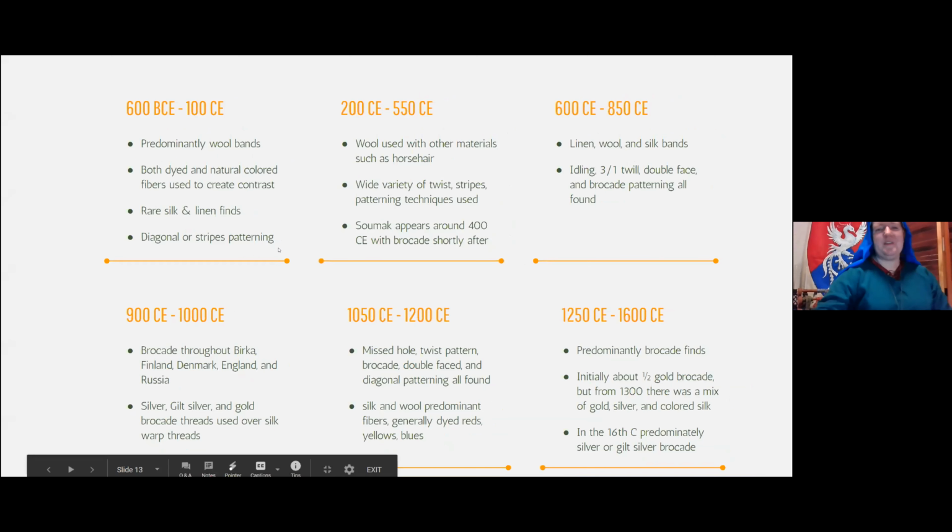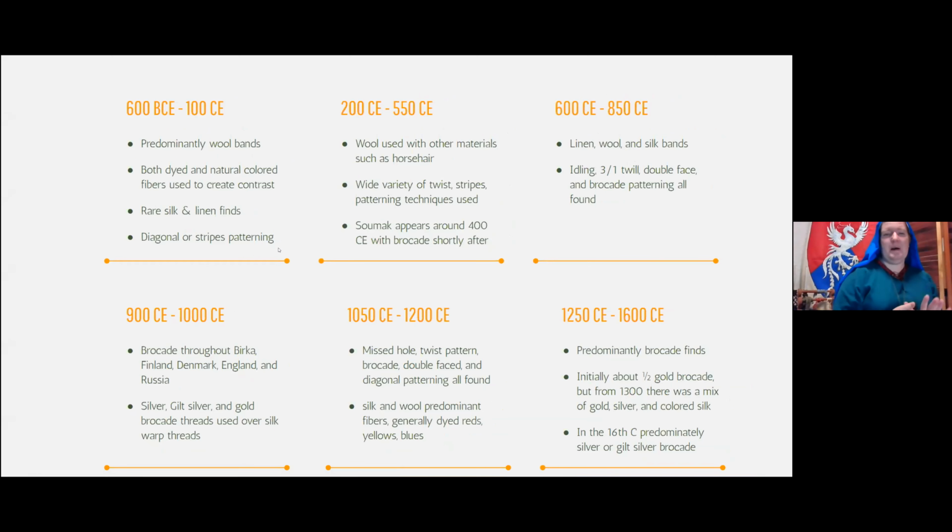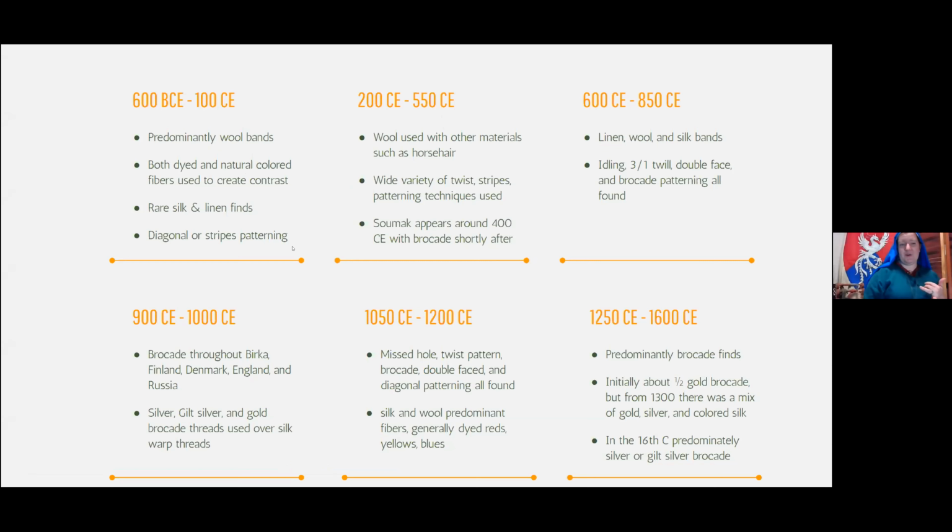So that's why we're seeing very simple patterns for there. About 200 CE, 200 current century, we start seeing horsehair getting used in bands, badger hair getting used in bands. Most of the time it's used as the weft, your internal weft on a decorative band, but there are a few examples where the horsehair was actually used as the warp along with a wool or a linen band.